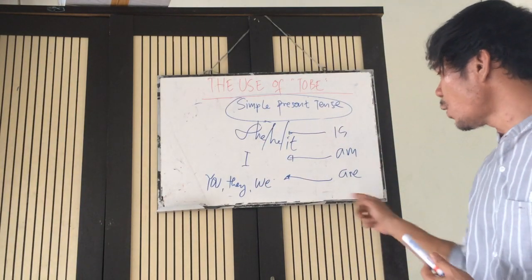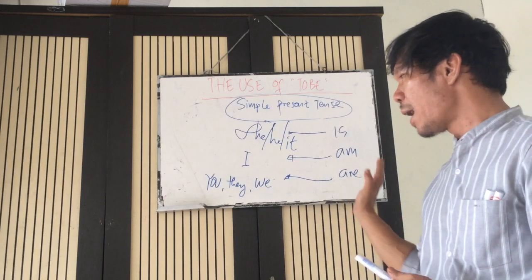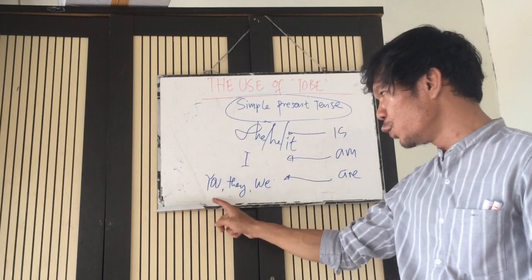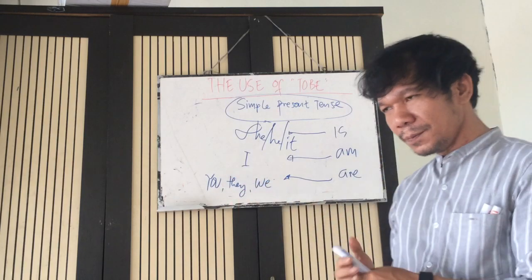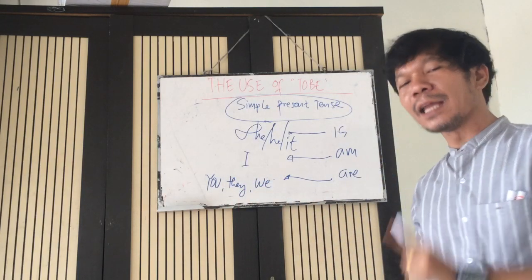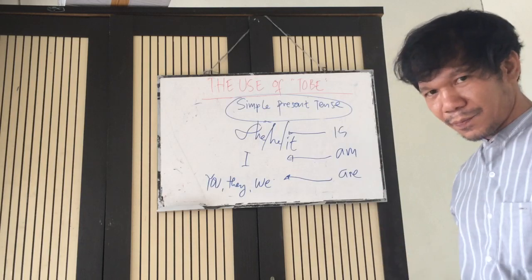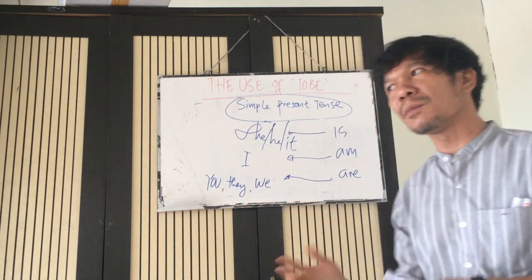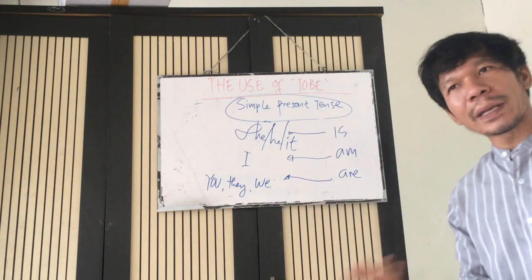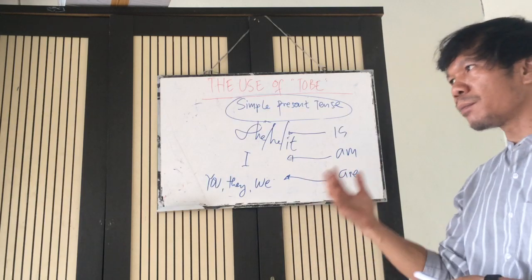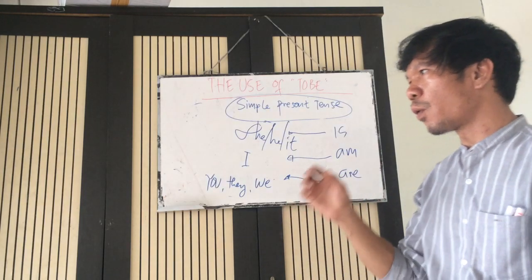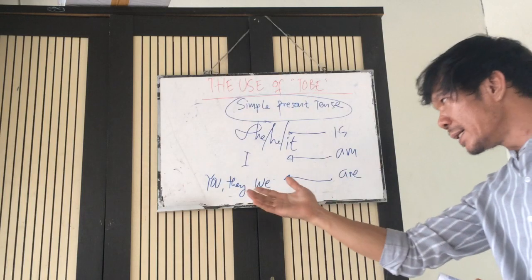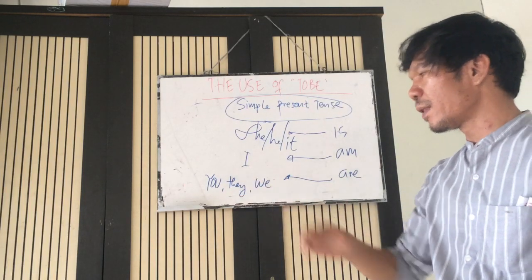Okay, the to be are is used for the subject of you, they, we. For example, you in singular and you in plural, it's the same. You, singular and plural, use the to be are. And they means the group of she and he, Maria and Mario, or Edgar and Budi, the man and the woman. Yeah, it is the group of they.